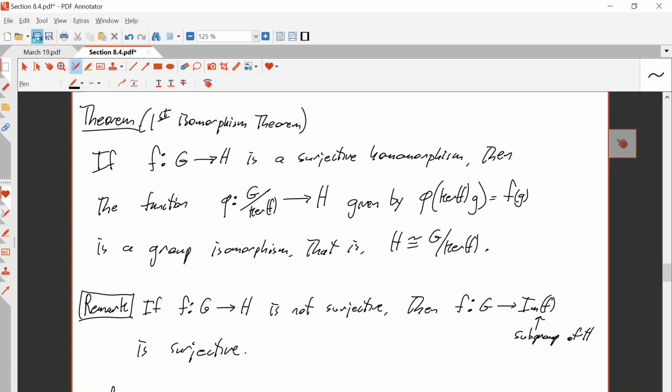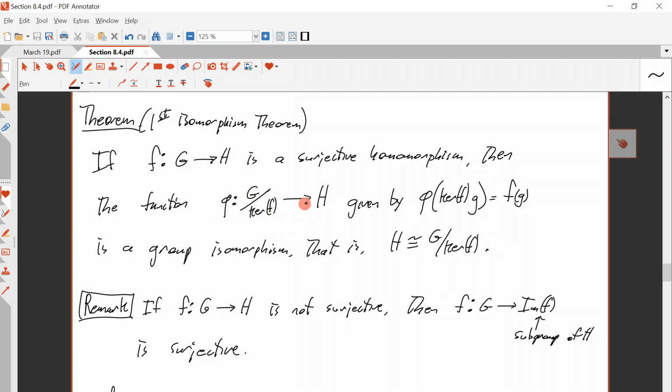The first isomorphism theorem, a very important theorem, states: if f from G to H is a surjective homomorphism, that's onto, then H is isomorphic to G mod the kernel of f. So surjective homomorphisms are really the same as quotient groups. Quotient groups are the same as homomorphisms.